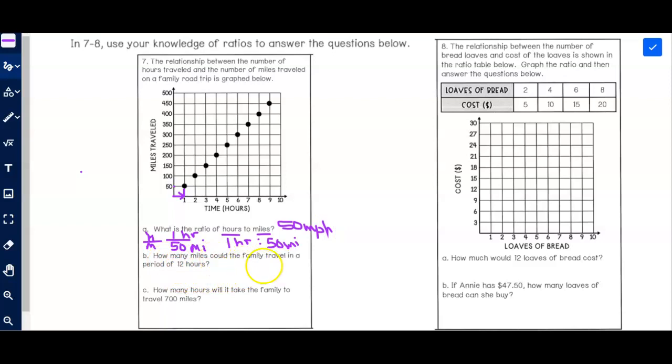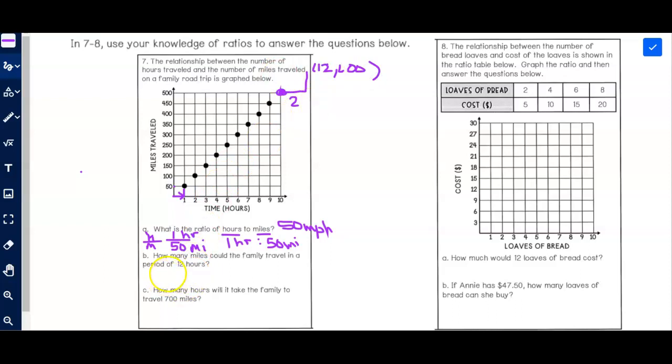How many miles could the family travel in a period of 12 hours? Well, look at the graph. It only goes up to 10. So we might have to make some predictions here. If we were at 10, we would be at 500. So if I were to continue my graph, I would have to go up over 2 more hours, which would put me up another 100 miles. So I would be at 12, because that would be 2 hours. I get to 11, another 50, 12, another 50. So at 12 hours, I would be another 100 miles along.